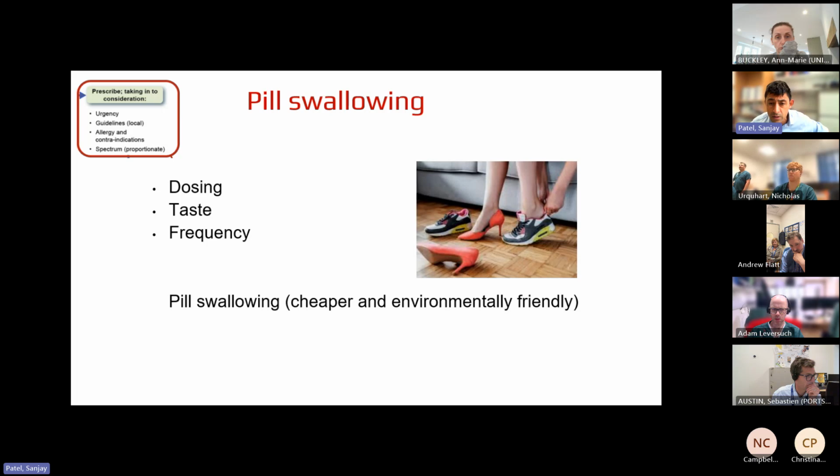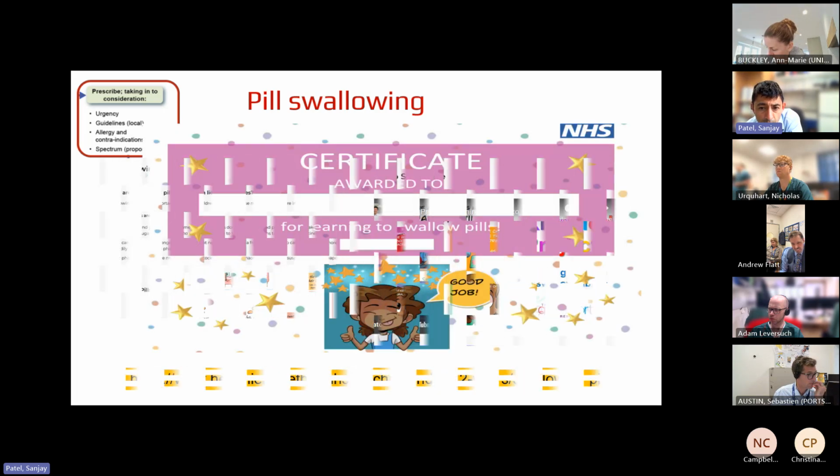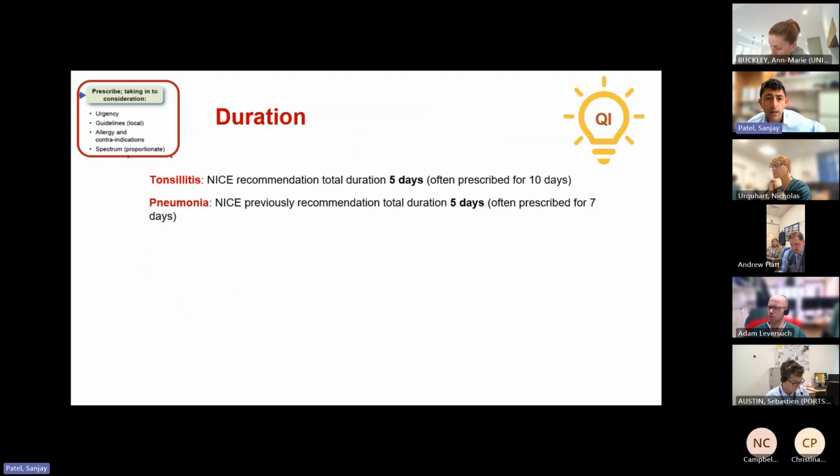Pill swallowing is super important because suspensions are disgusting and they don't travel well. They degrade more, so you're not totally sure what dose you're giving, and there's the environmental impact. We've got lots of information about pill swallowing on the Healthier Together website, which our colleagues in Newcastle have developed, some really brilliant pill swallowing resources. And it takes work. But these children need some kind of a big pat on the back if they manage it. And you can get children from about 5, 6 years of age potentially swallowing tablets. And we do with some of our kids with HIV. We managed to get them swallowing tablets really, really young.